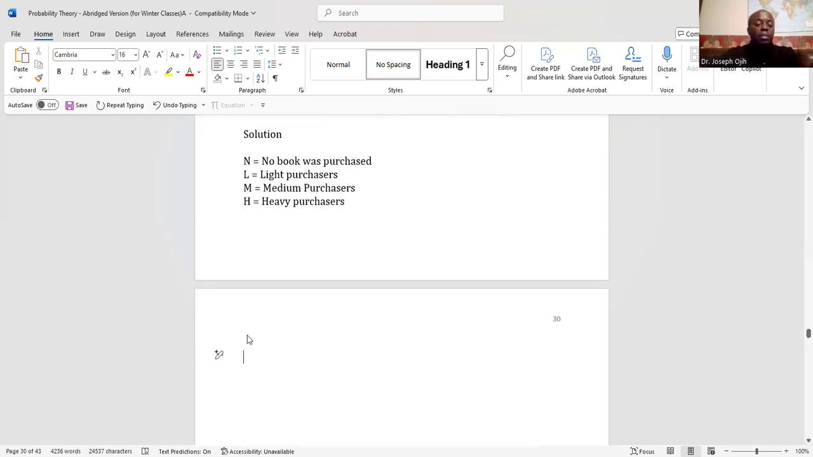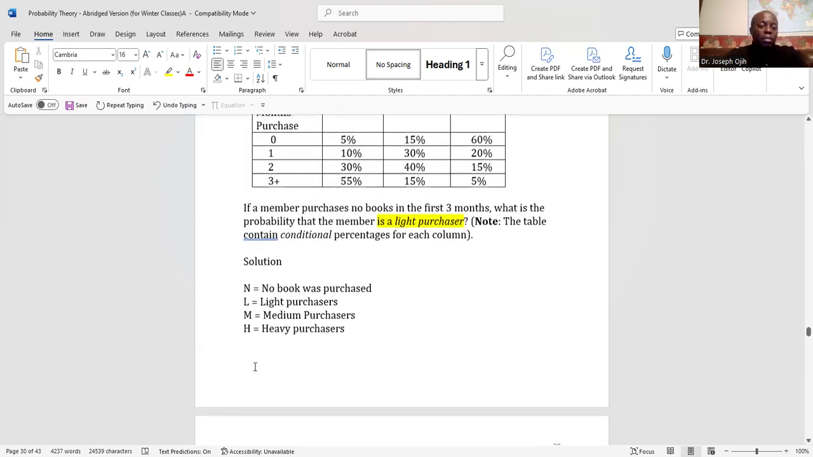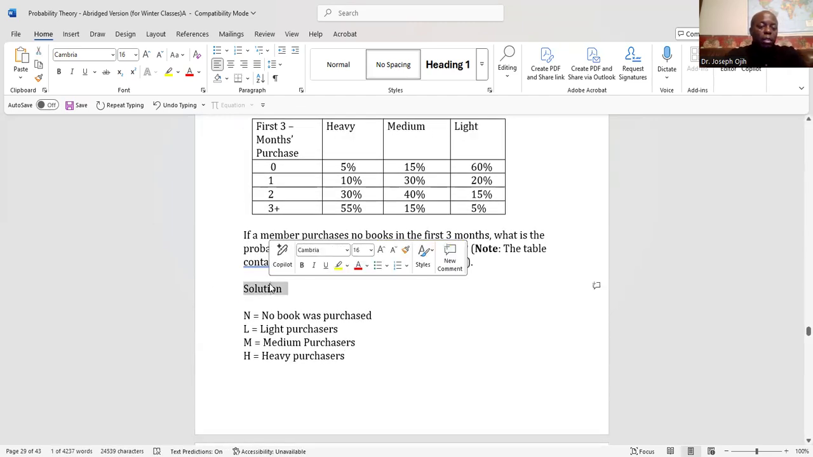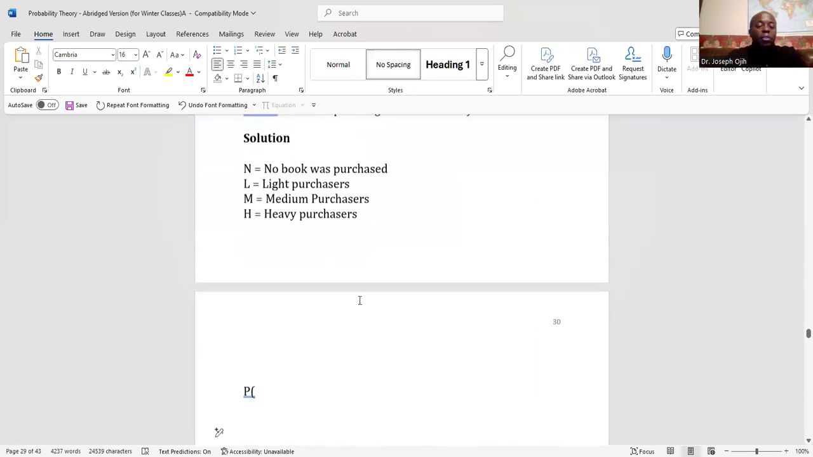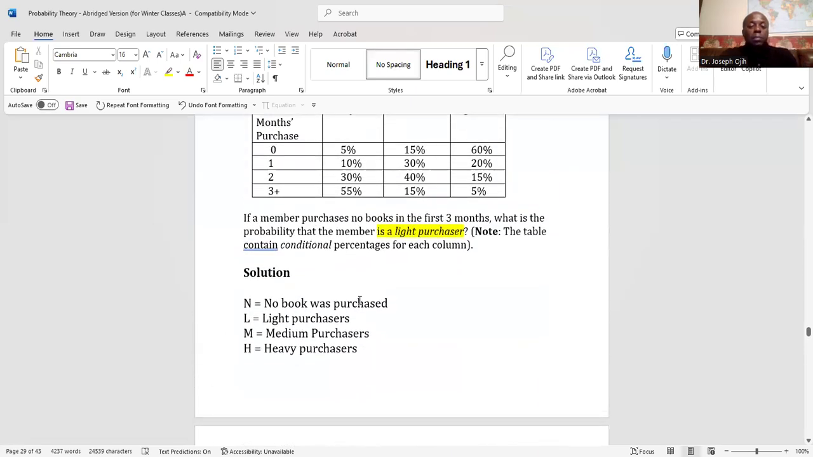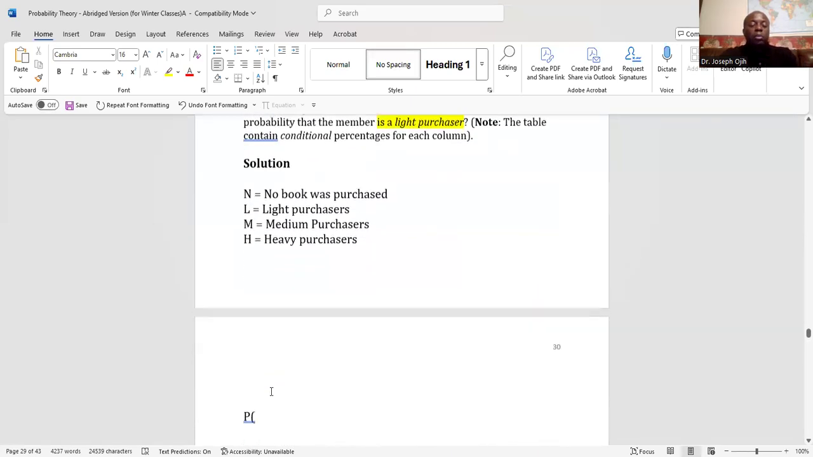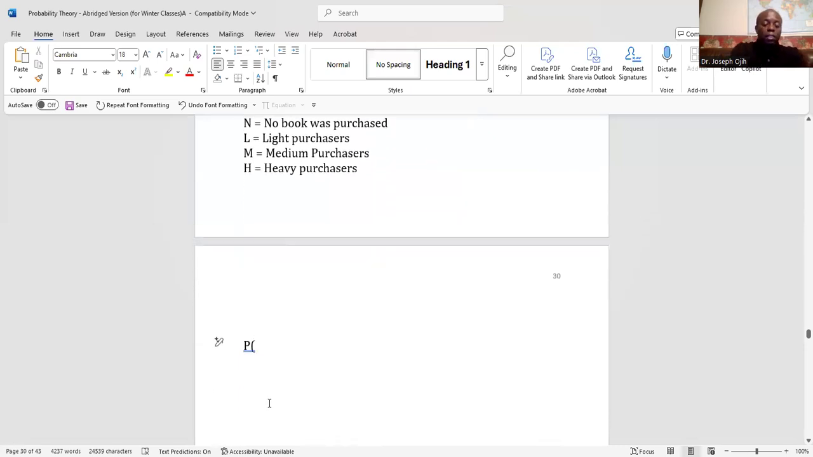So we're looking for the probability that the member is a light purchaser. Let me make this bold, 18 font, so we can see it clearly. We're looking for the P of light purchaser, given that he bought no book, which is N. That's what we're looking for here.